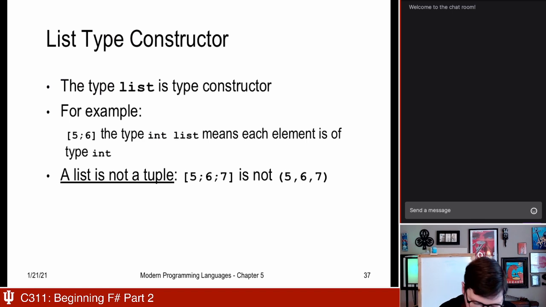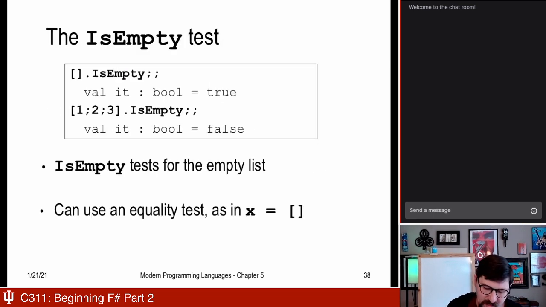So what we have here, the list type constructor, is those brackets and the semicolons. And it is not a tuple, and do not get tuples and lists confused because they don't work the same, and it'll cause you a lot of problems. Okay, you can also check if a list is empty with the .isEmpty method. I suppose it's a method. And it will give you a bool back whether it's true or false.